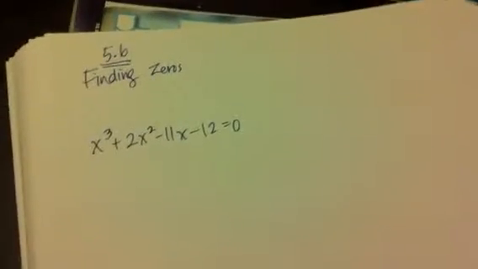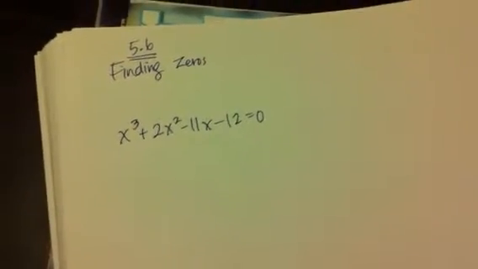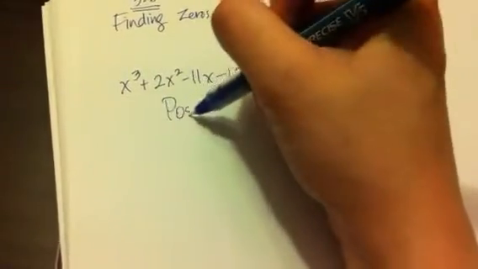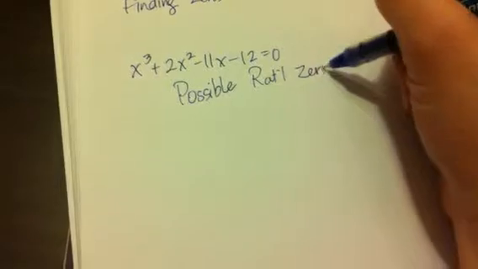Alright, so the last thing that I want to talk about is finding zeros. Fairly easy. I'm going to start with just this one problem, and what I want to do first is find the possible rational zeros.